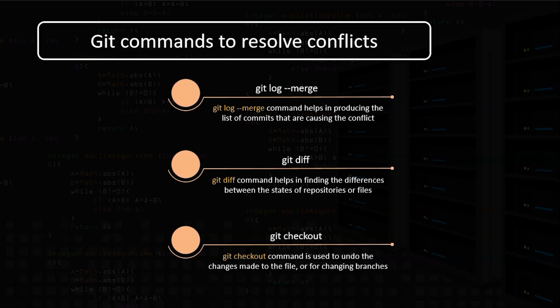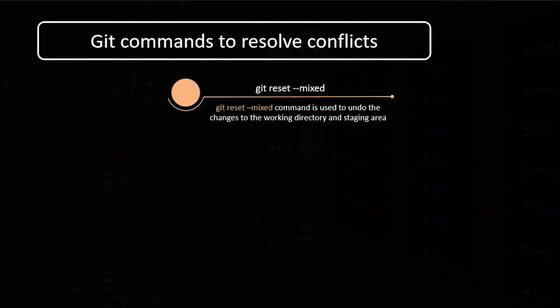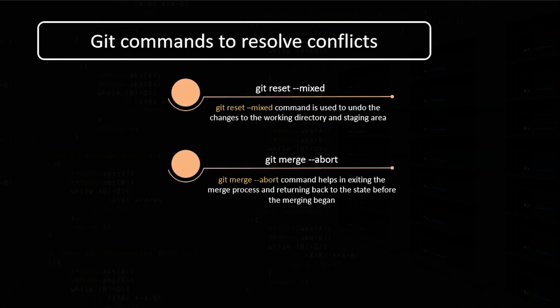So the git checkout command will definitely help you understand how we can check out this particular repository or a particular file, right? Then we have a command called git reset --mixed. It is a command to undo the changes to the working directory, and whatever changes you have will be undone, in both the working area and the staging area.